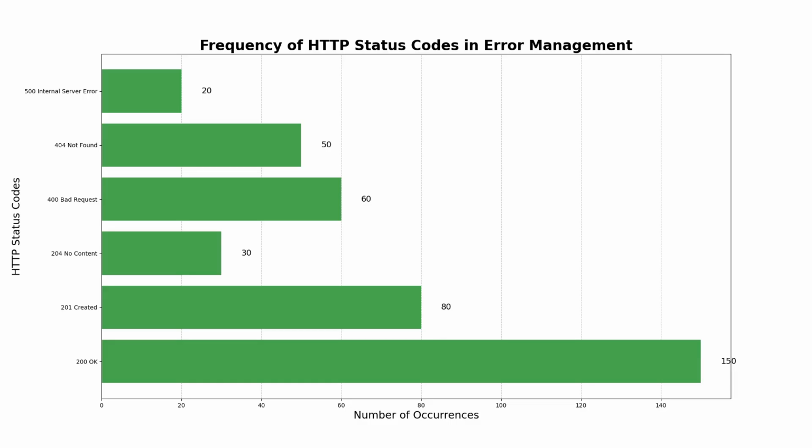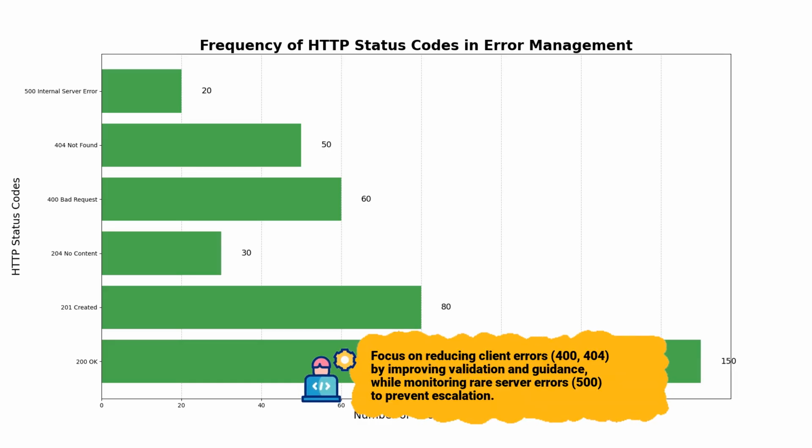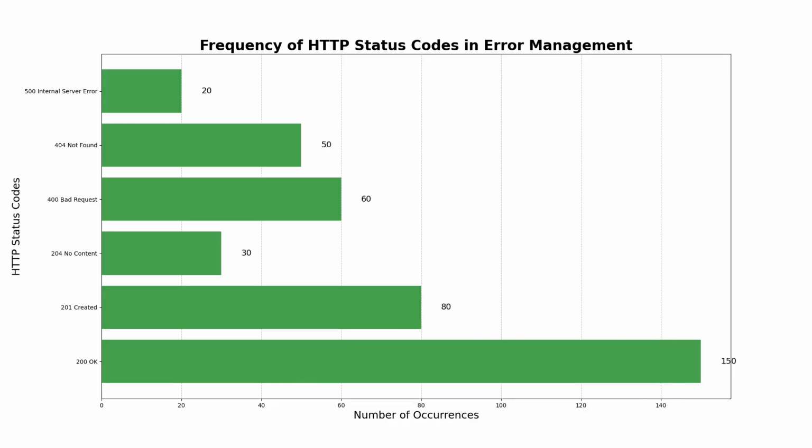Now, if we focus on the data, successful responses like 200 and 201 really dominate the chart. On the flip side, we see client-side errors like 400 and 404 combining for a total of 110, which definitely warrants our attention. While server-side failures, represented by 500, are comparatively rare. Those labeled counts next to each bar confirm the exact magnitudes and will help support our prioritization decisions. So, it's clear. Our first focus should be on reducing client errors through better validation and clearer client guidance, especially with 400 and 404 responses.